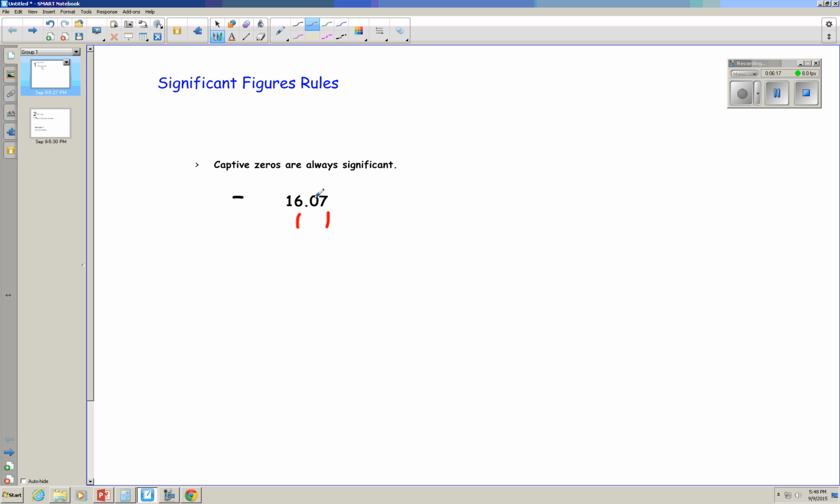Does it follow the trailing 0 rule? Sure, it's a 0 that comes after a decimal. Is it a leading 0? No. Caught between 2 numbers. You got a 0 that's caught between 2 integers, you have yourself a sig fig. This number has 4 sig figs. So people, those are the sig fig rules. Okay?